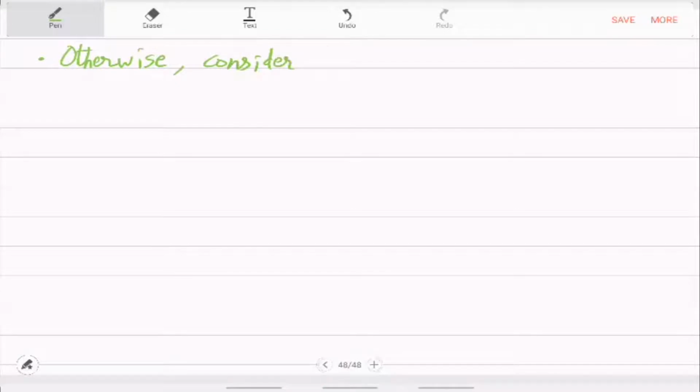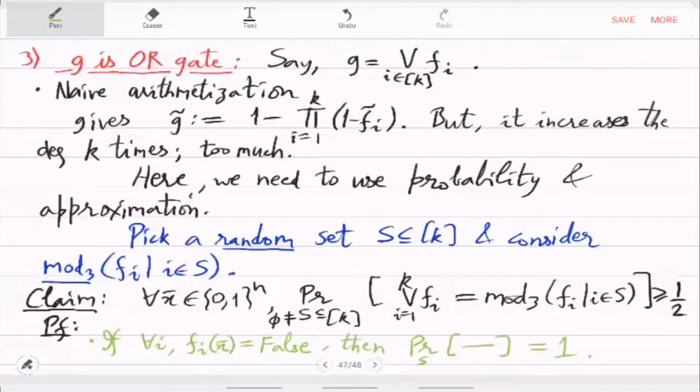consider the linear form L. So fi evaluated at x bar times a formal variable yi. So consider this linear form in the variables y1 to yk. Fi of x bar are actually values, right? They are 0 or 1. We are thinking of them as 0 or 1. So false is equated with 0.